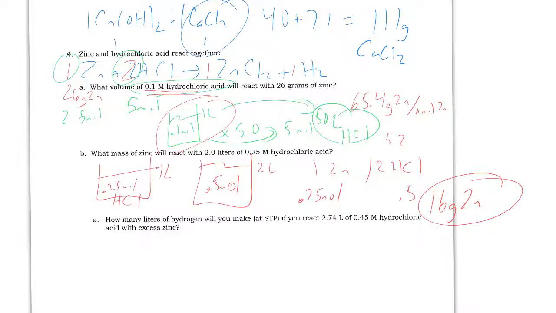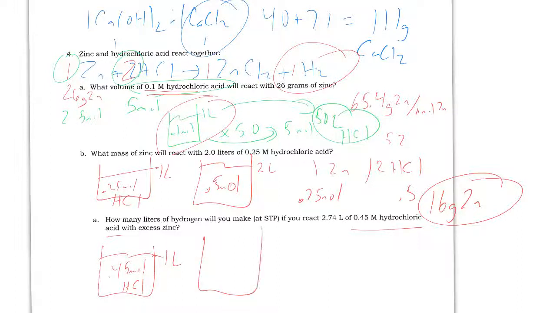How many liters of hydrogen, that's this one up here, will you make at standard temperature and pressure if you react 2.74 liters of 0.45 molar HCl with excess zinc? So, again, 0.45 moles of HCl in 1 liter. We've got 2.74 liters. I don't know who made this problem, but 2.74 liters. Let's just call it 2 3/4. So we're going to multiply this by 2 3/4.